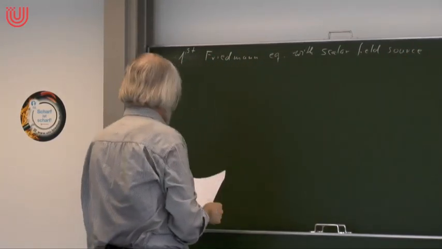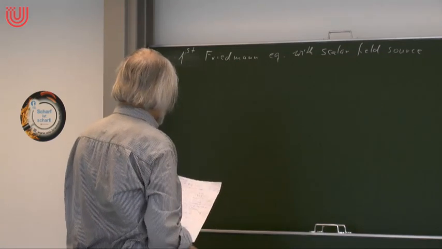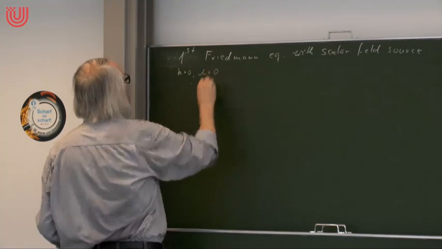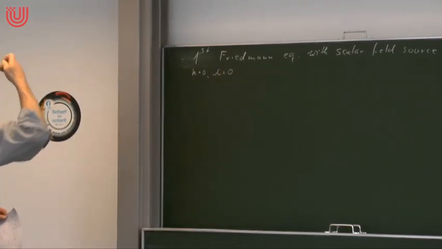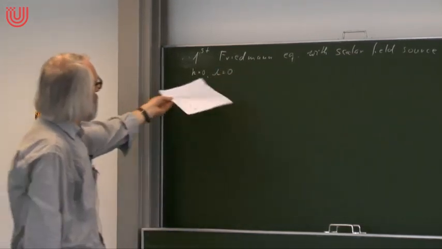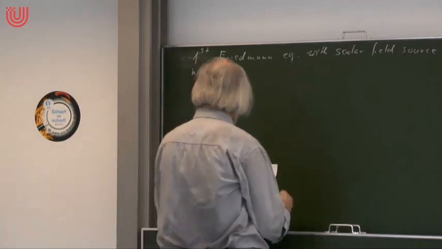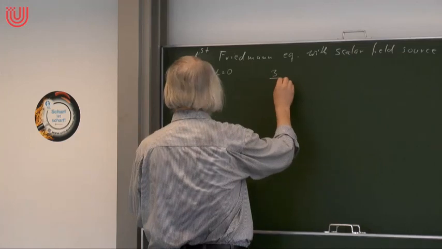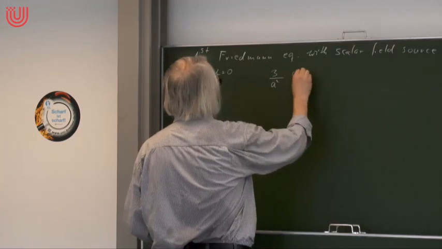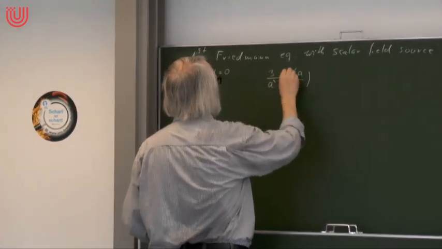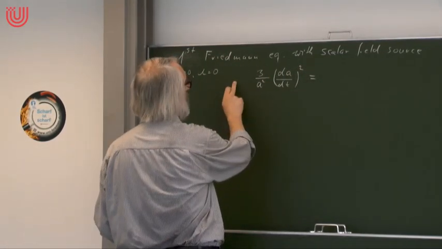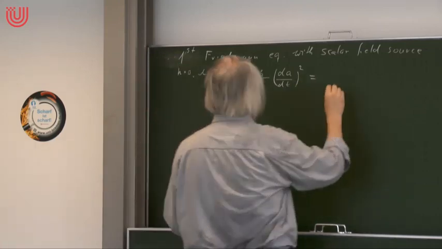And I restrict here to the case k equals 0 and lambda equals 0, because the actions of the scalar fields we want to discuss are relevant in particular, or more or less only, in this case. So the first Friedmann equation was this here. This is the Hubble parameter squared times 3. And on the other side, the k term is not there, it's 0, and the lambda term is also 0.